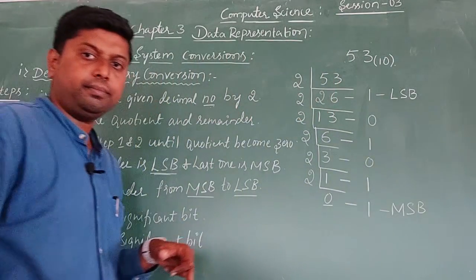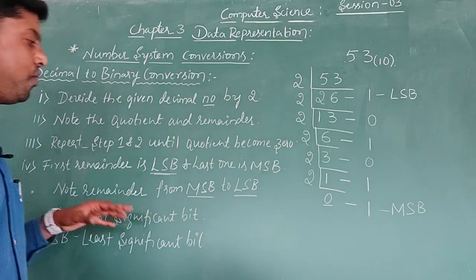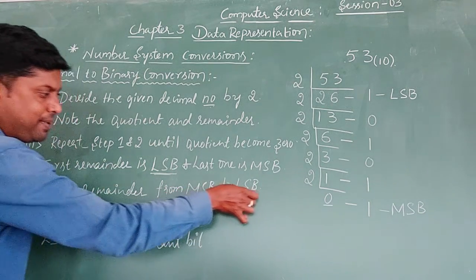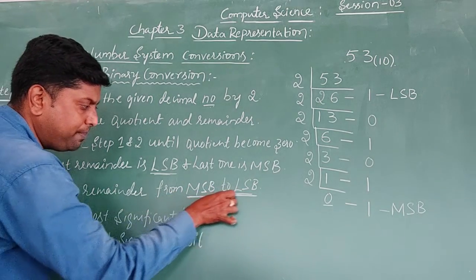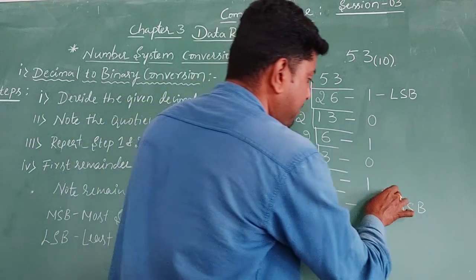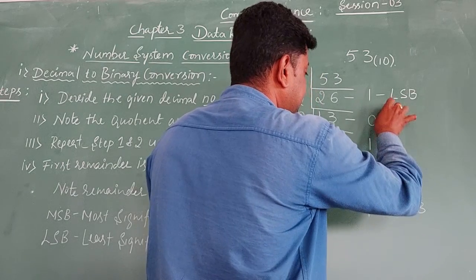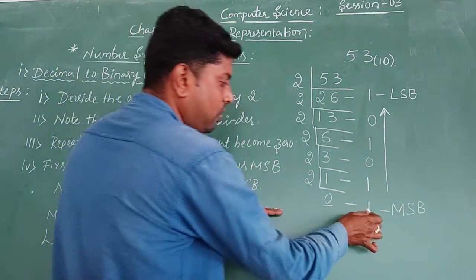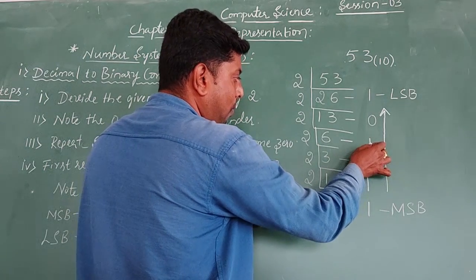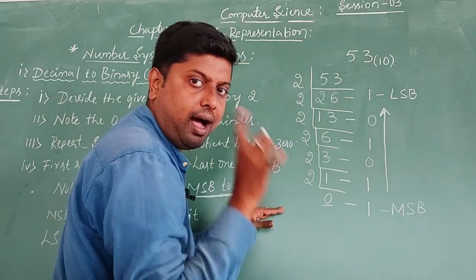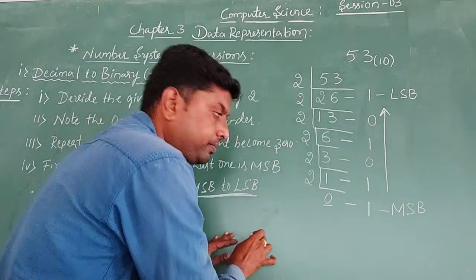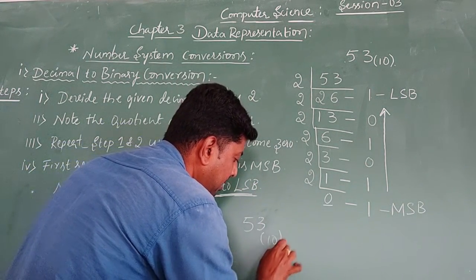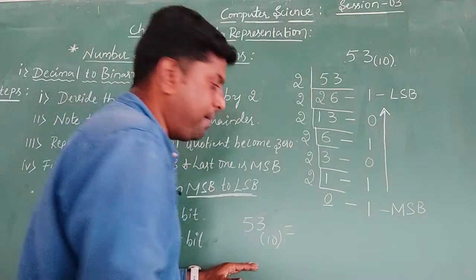MSB, isn't it? Like that, now we have to take the answer in this format, MSB to LSB. Observe this one, MSB to LSB. MSB to LSB means this way. This is the method I will consider. See here, 1 1 0 1 0 1 will be the answer. Like that we have to write 53 of decimal, that should be converted into a binary number.